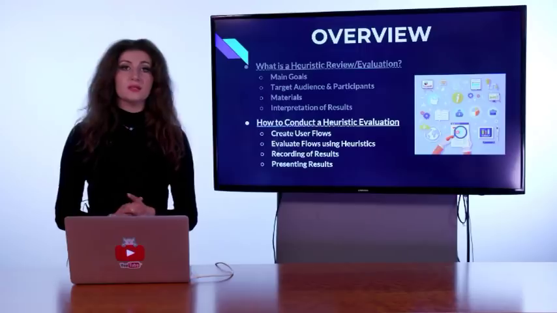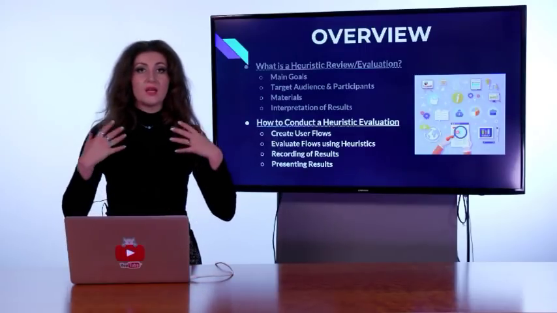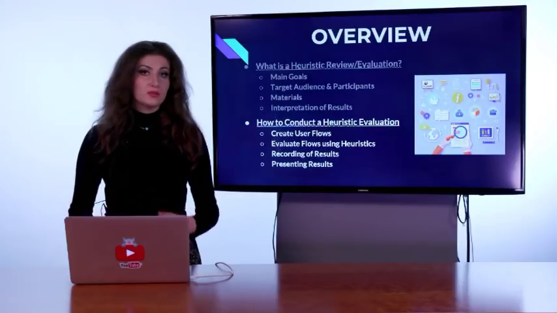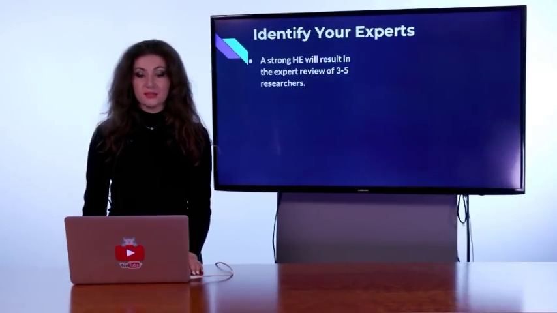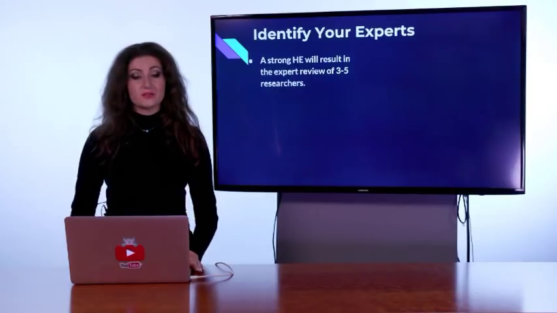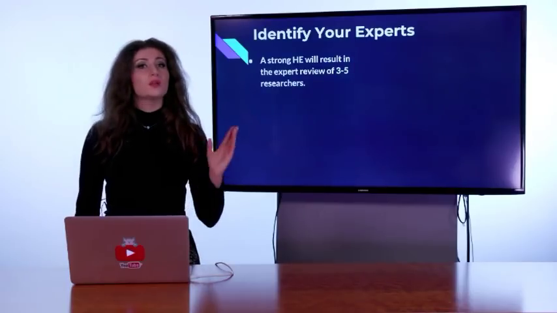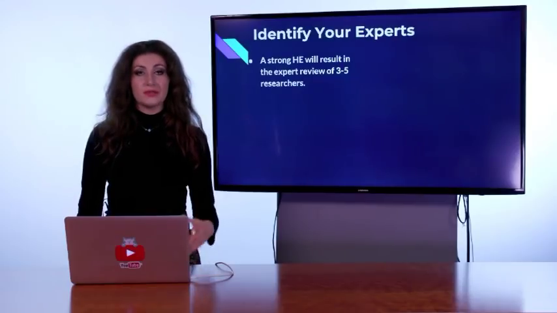So now that we have a clear understanding of what a heuristic evaluation is, let's actually try to see how we could conduct one on our own. The first step to conducting a heuristic evaluation is to identify your experts. A strong evaluation will result in the review of at least 3 to 5 researchers. And again, they don't always have to be researchers, they just have to be very, very knowledgeable in this particular domain.